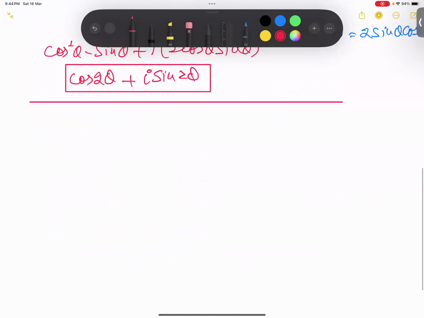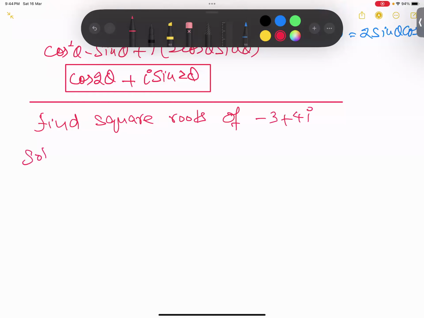So let's start. He can ask you: find square roots of -3 plus 4 iota. So this is a question. Let's see how we can deal with it.